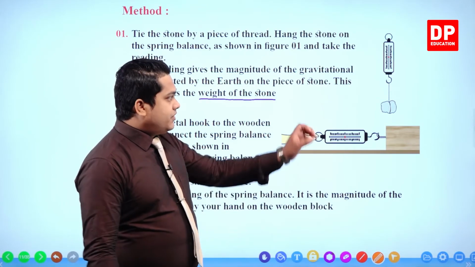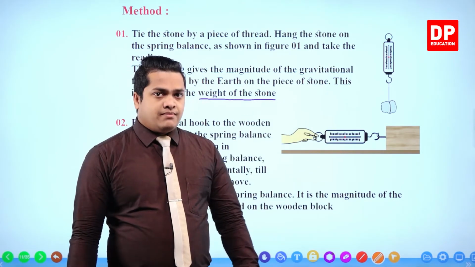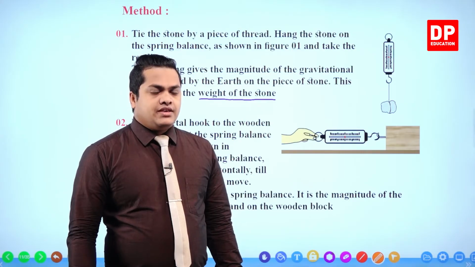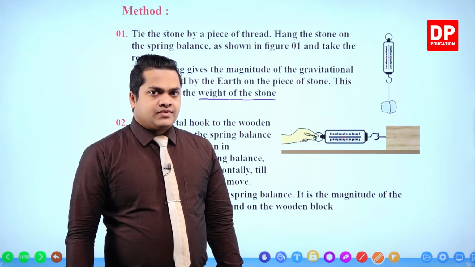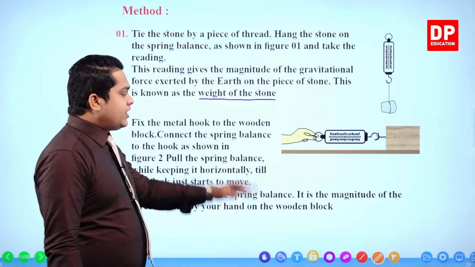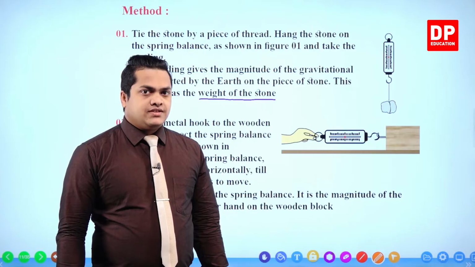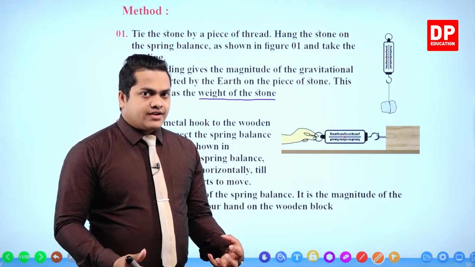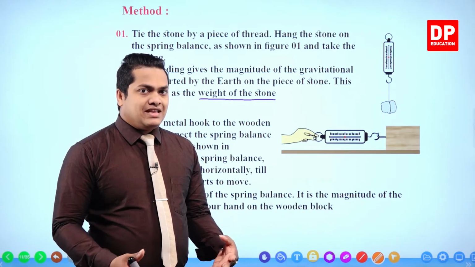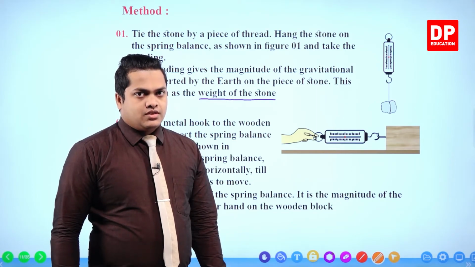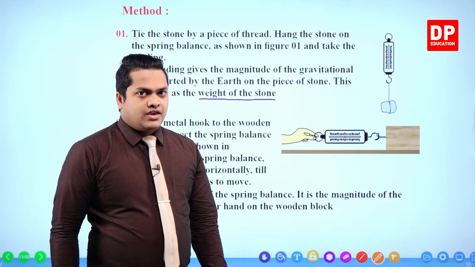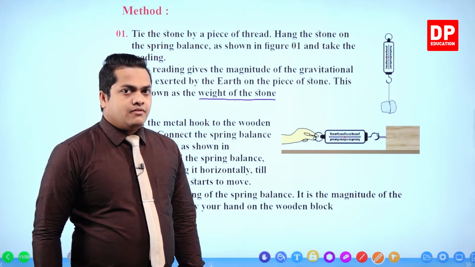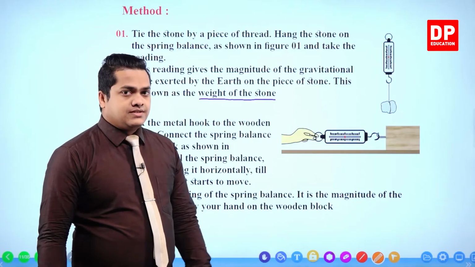So here, upon hanging a stone like this on a spring balance, we are going to measure that gravitational pull given by the earth on the stone. This is referred to as the weight of the stone. Weight is the factor or the force by which the material is being pulled towards the earth. Pull, a force. Okay, so here we are measuring the gravitational pull or the weight of the object by hanging the stone like this. Right.